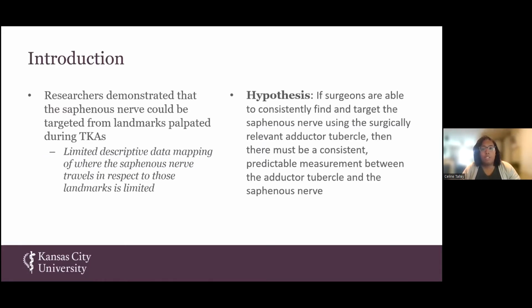From reading through the literature, we determined that the saphenous nerve can be consistently found when using surgically relevant landmarks. So our hypothesis became, if surgeons are able to consistently find and target the saphenous nerve using the surgically relevant adductor tubercle, then there must be a consistent, predictable measurement between the adductor tubercle and the saphenous nerve.